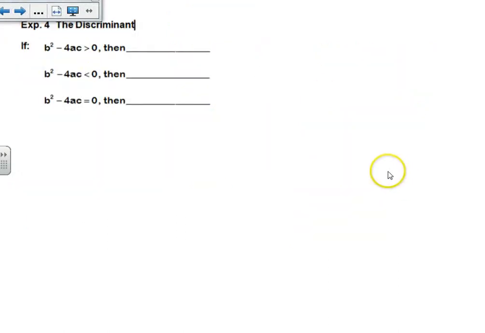Okay, the discriminant. The discriminant is a portion of the quadratic formula. Let me write the quadratic formula over here real quick. The discriminant is what is located underneath the radical. And if you can find the value of the discriminant, you would know a lot about the problem.